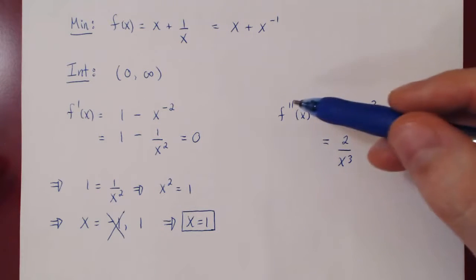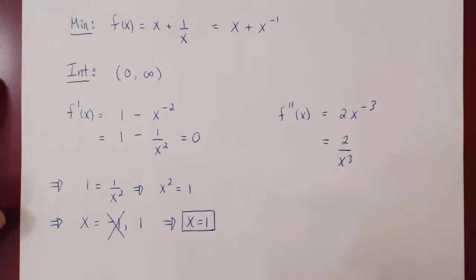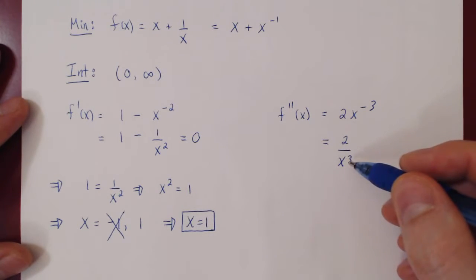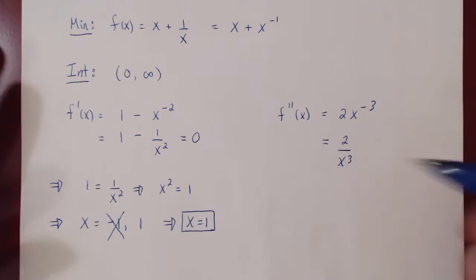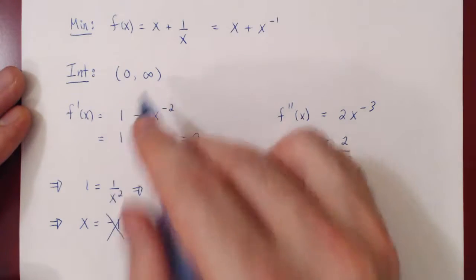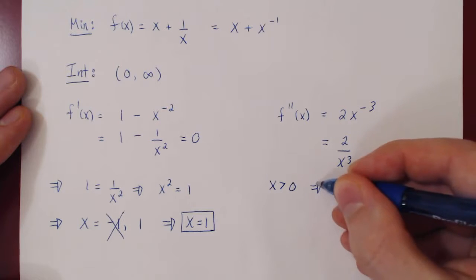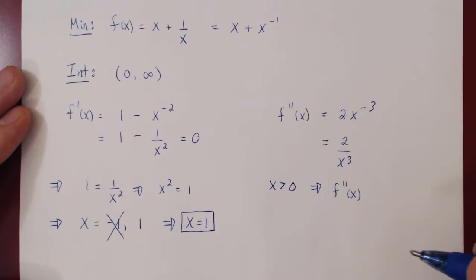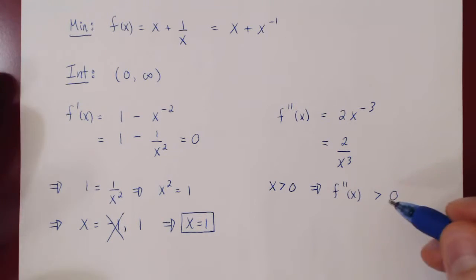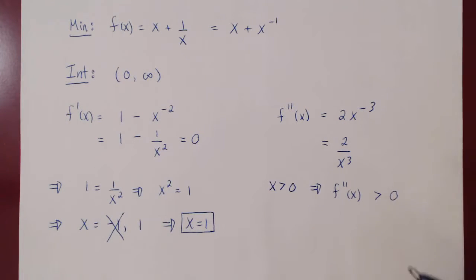Well, if you notice, we have our second derivative here, 2 over x cubed, and because x is always positive, x cubed is always positive, therefore 2 over x cubed is always positive. So because x is only allowed to be strictly positive, the second derivative at any given positive value of x is also positive for any x. Well, if the second derivative is positive for every value inside of our interval, the curve is always concave up.